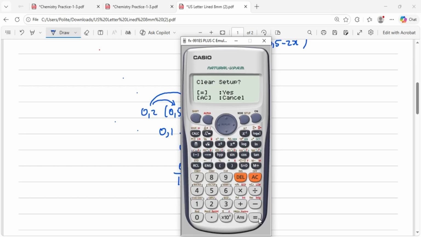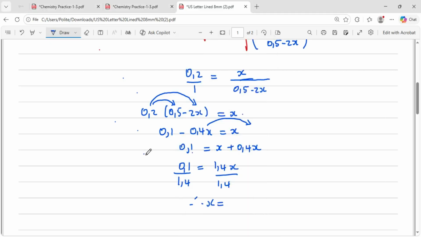Let me try to clear my calculator and see what happens. Answer. Okay, so I'm just gonna write 0.071. 0.071 is our answer. So x is equal to 0.071. So these are the number of moles of iodine at equilibrium.